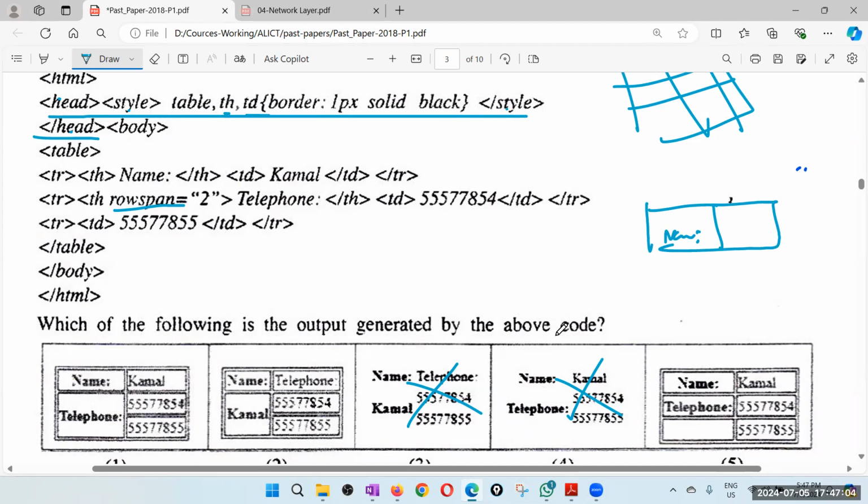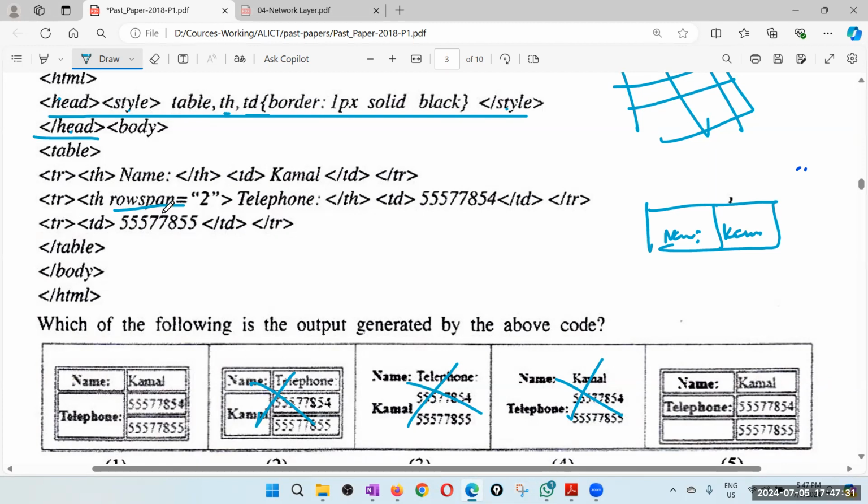Okay. So TH must be bold. I don't know, is it bold? Not very sure. But this looks bold to me. Okay. Anyway, let's draw it. Kamal. This must be left align. Kamal. And left align, left align. Okay. So it is not name telephone. It's name Kamal. So this is also wrong. So I'm just eliminating some answers.